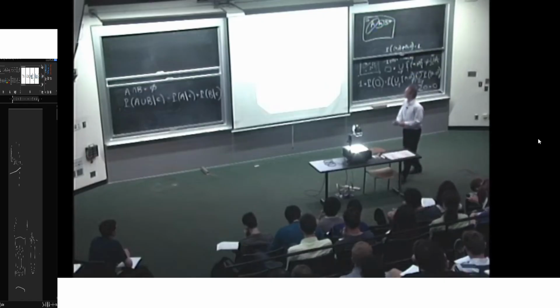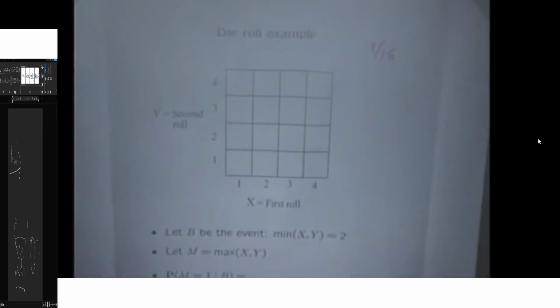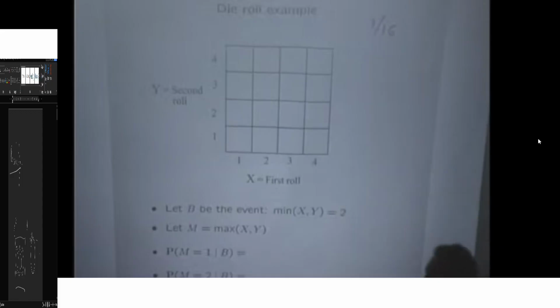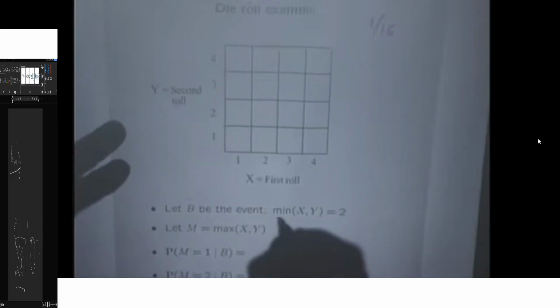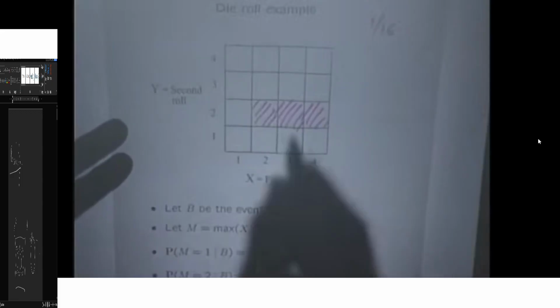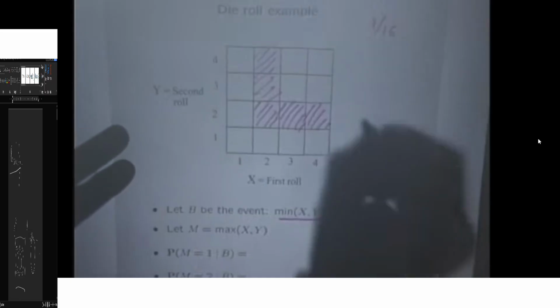So let's start with this. We have this example from last time, 2 rolls of a die. All possible pairs of rolls are equally likely, so every element in this square has probability 1 over 16. So all elements are equally likely. That's our original model. Then somebody comes and tells us that the minimum of the 2 rolls is equal to 2. What's that event? The minimum equal to 2 can happen in many ways: if we get 2 twos, or if we get a 2 and something larger. And so this is our new event B.